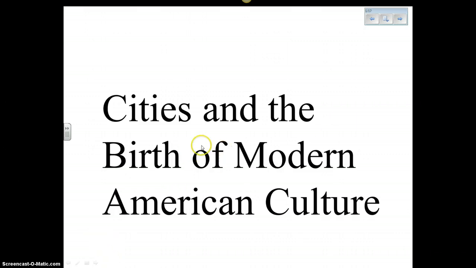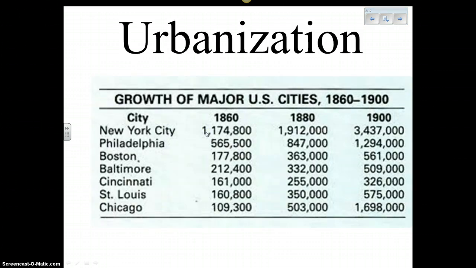Most notably, the rise of urban America, cities, and how the urban culture is really going to create a new modern American culture and the important role that immigration plays in that. So with that in mind, I'm going to try to do this in about 15 minutes. The rise of urbanization in America from 1860 to 1900 is really dramatic. And if you look at these numbers, I think they speak for themselves.